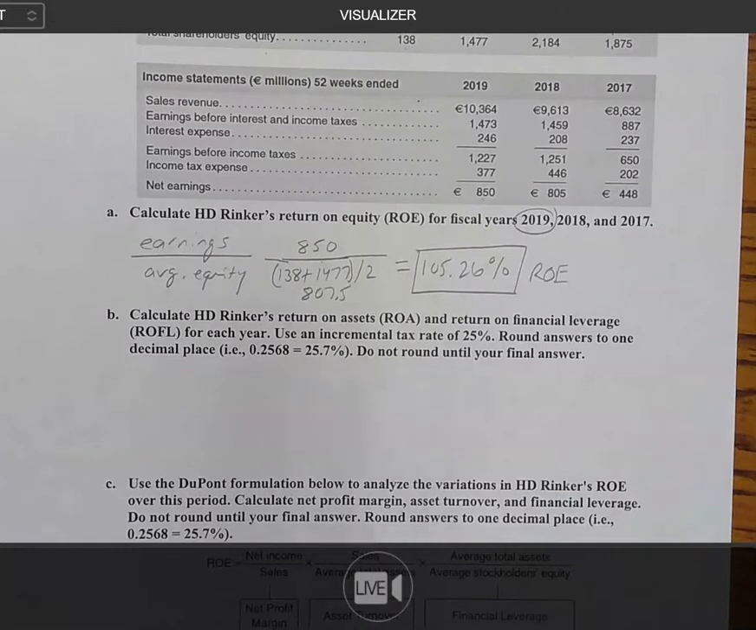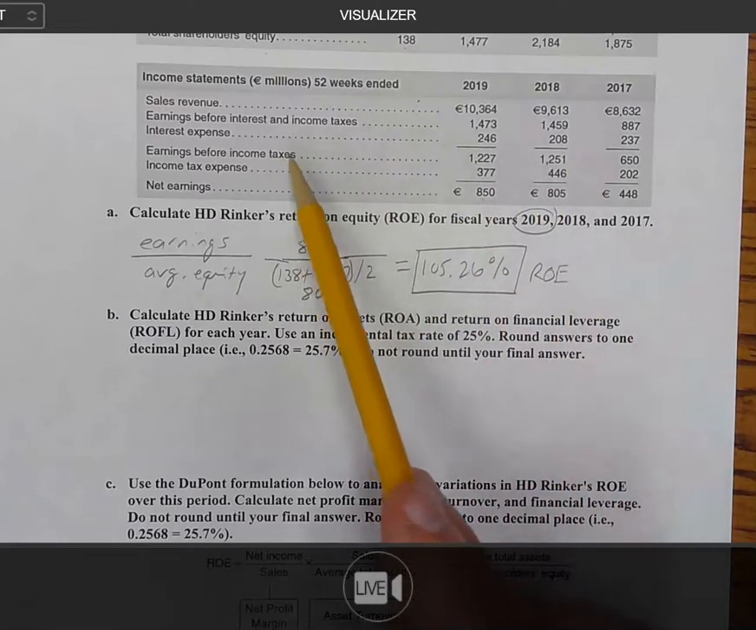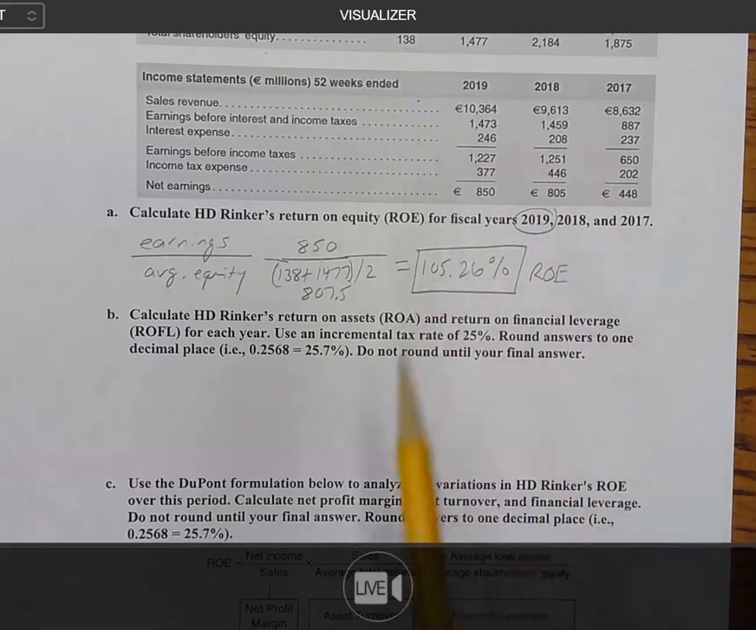All right. B says calculate their return on assets and return on financial leverage, which has a fairly humorous abbreviation, for each year. Use an incremental tax rate of 25%. The reason that they're telling us that is because we do have some interest expense in all the years. Of course, we're only interested in 2019. So how do we do that?